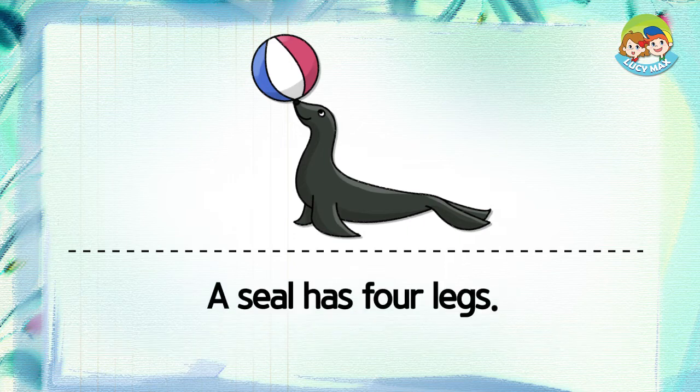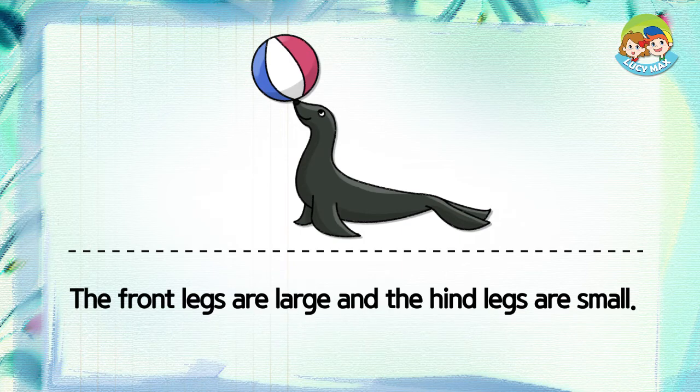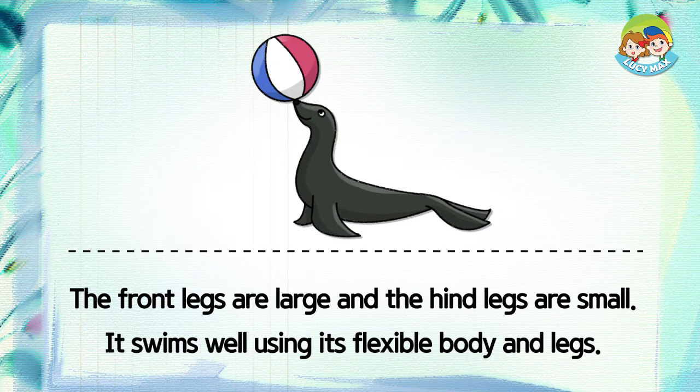A seal has 4 legs. The legs look like flippers. The front legs are large and the hind legs are small. It swims well using its flexible body and legs.